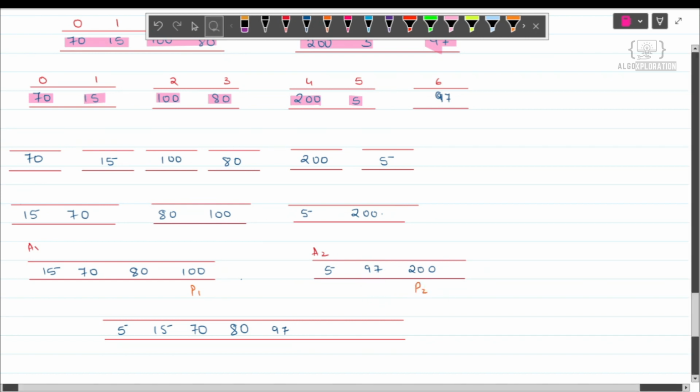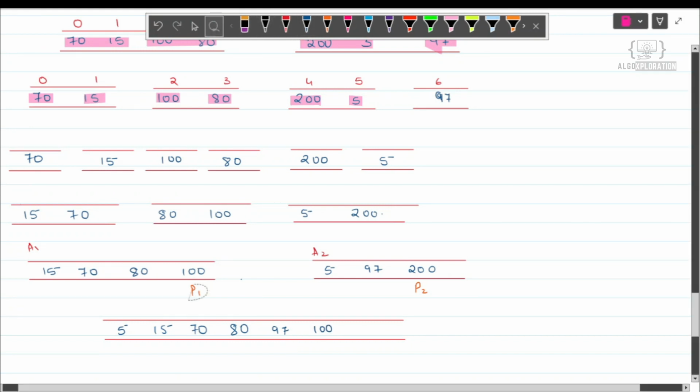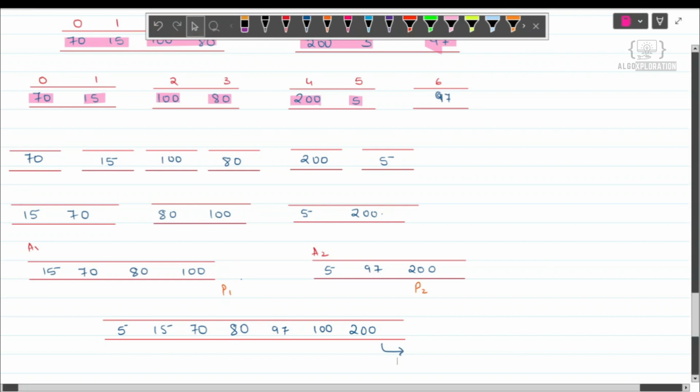Again, is A1 of P1 less than A2 of P2? Yes, it is. So put 100 here and increment P1. Now we can see that A1 is out of bound. So we will put the remaining elements of A2 from P2 till the last index. So 200, and that's it. And we can see that the resultant array is in sorted order. And in this way the merge sort will happen.